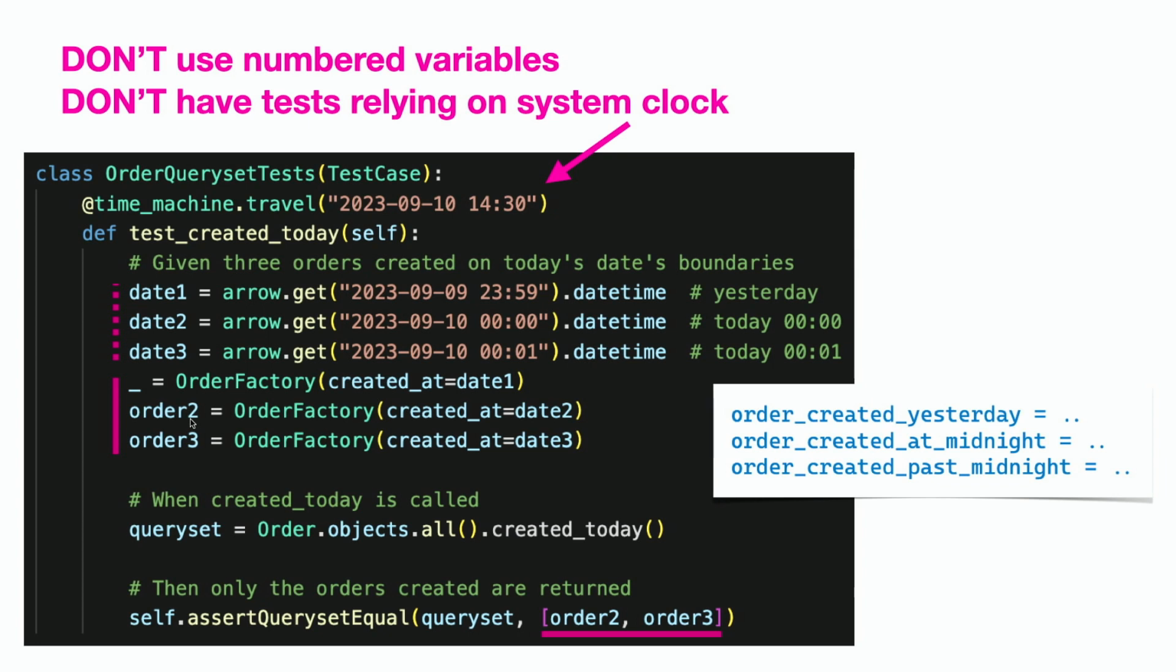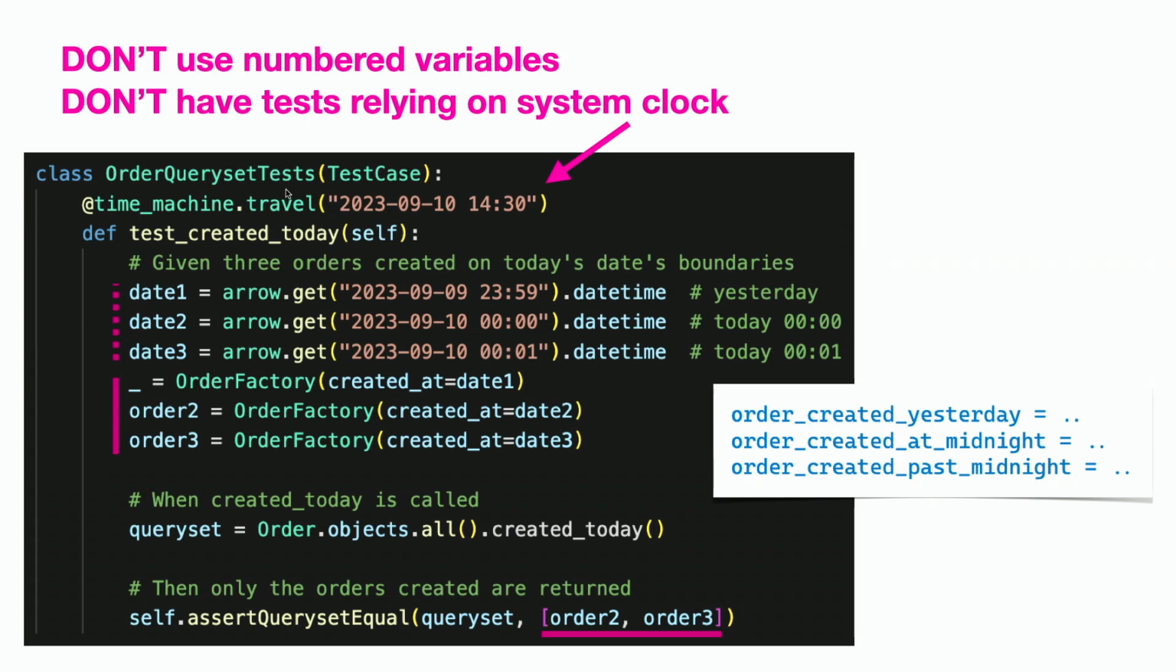Here I'm using, so don't use numbered variables. Here I'm just calling them order 2, order 3. And instead I could have called them order created yesterday at midnight or past midnight. Having the assert query set equal using that would have been much easier, and more human readable.